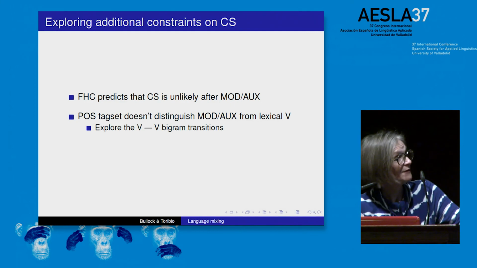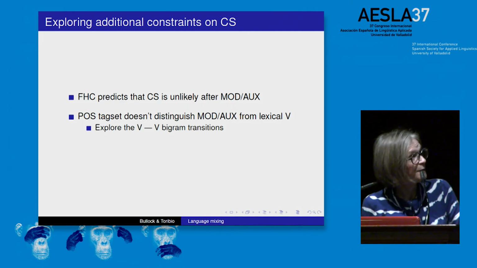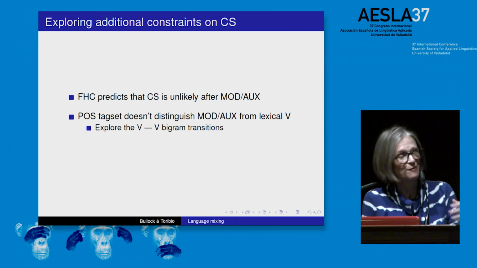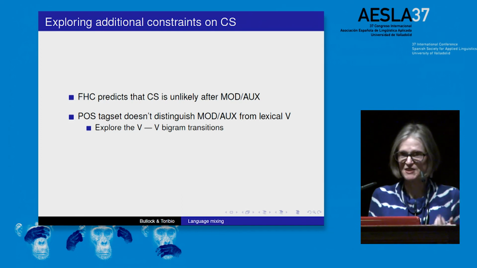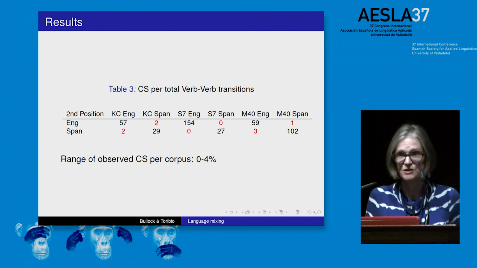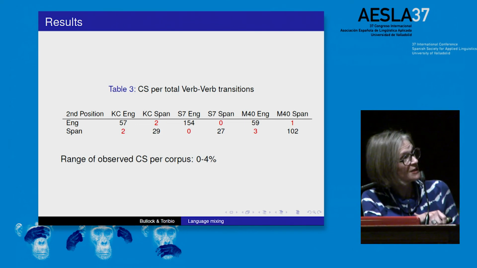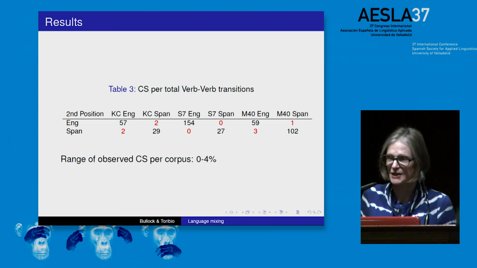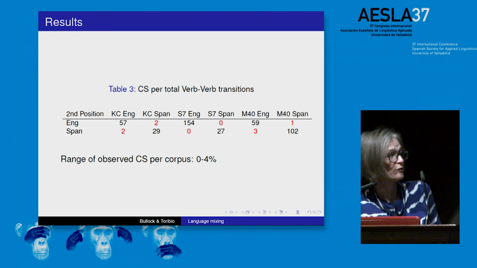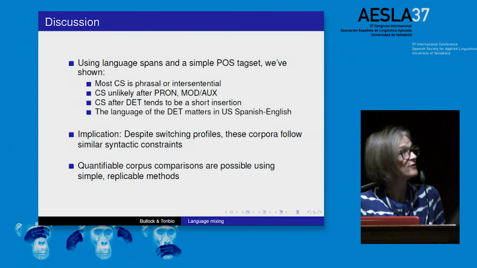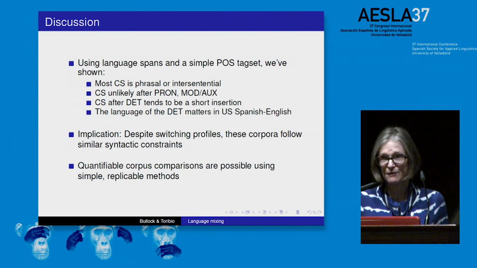So we can do a few more syntactic things. The functional head constraint would also say you're not supposed to be able to switch between verbs. And our POS tag from Google isn't very sophisticated, so there's no auxiliary tag. But we can look at the verb-verb bigram transitions, and you can see in red, in these corpora, that we hardly ever switch between verbs. So it looks like you don't switch after auxiliaries or modal verbs either, as we would suspect. So all we've done here is use our language spans and a really simple, stripped-down part-of-speech tag.